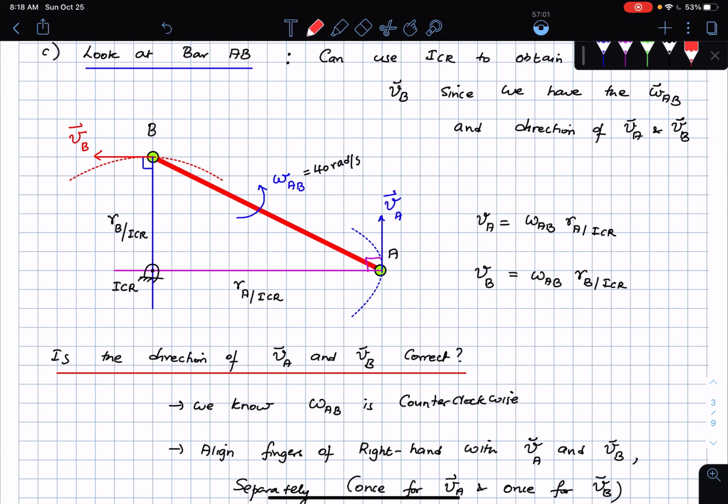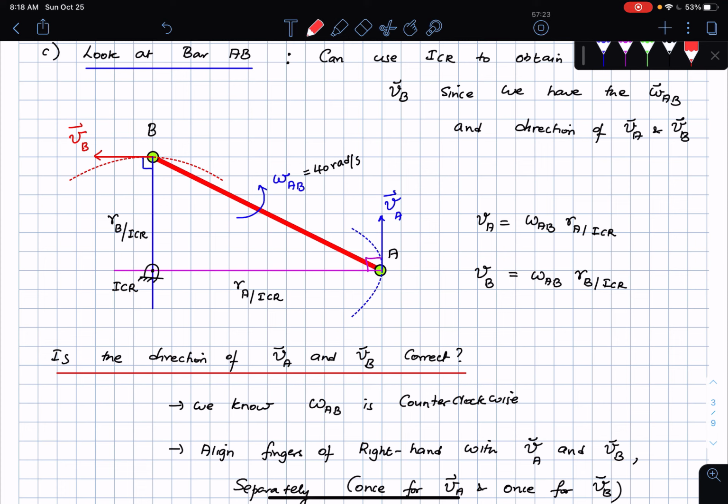The angular velocity of AB is given to me, so I can use the ICR. The ICR, or instantaneous center of rotation, lies along a line that is perpendicular to the velocity of any point on the rigid body. So I draw a line perpendicular to VA and a line perpendicular to VB. The intersection of those two lines is going to be the ICR for the bar AB.